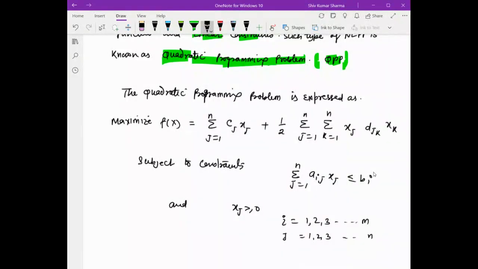So this is for the quadratic problem. We can express it this way, that means we have an objective function in non-linear form with less than or equal to constraints, and all decision variables being non-negative. Noted?